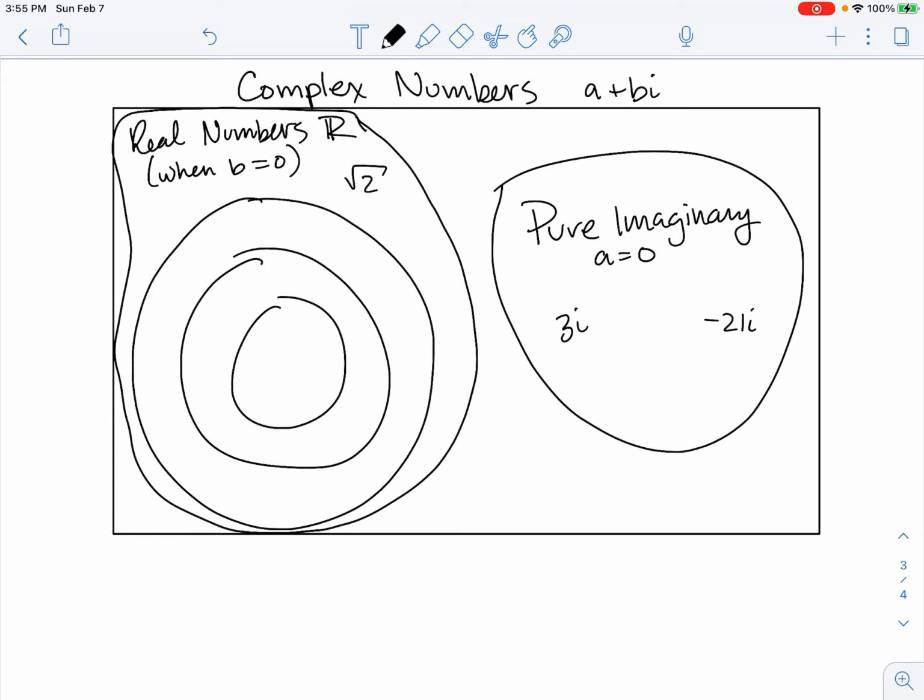Outside of those two, but still in complex numbers, would be the ones that we've just been dealing with, our 3 plus 2i, when we have a real part and an imaginary part. Obviously, size here is not accurate, but I like thinking about this now because, unbeknownst to you, your whole math career you've been working with complex numbers, just without the imaginary part.